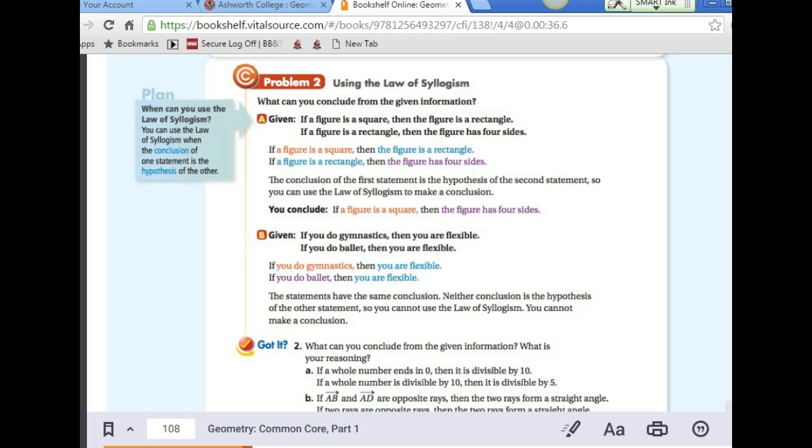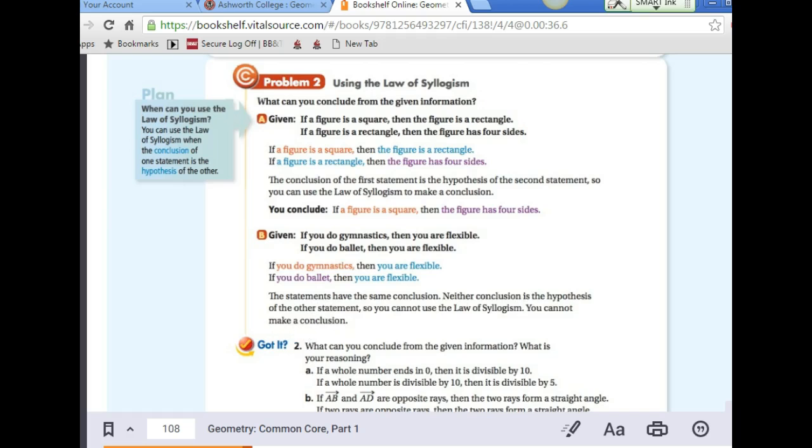Now, let's look at example B. If you do gymnastics, then you are flexible. If you do ballet, then you are flexible. Now, the problem here, and they've color-coded it, is that you are flexible is the conclusion for both of them. So it's not that the conclusion of one picks up with the hypothesis of the second one. They have the same conclusion, and neither conclusion is the hypothesis of the other statement. So we can't use the law of syllogism on this, and we cannot make a conclusion because of that.